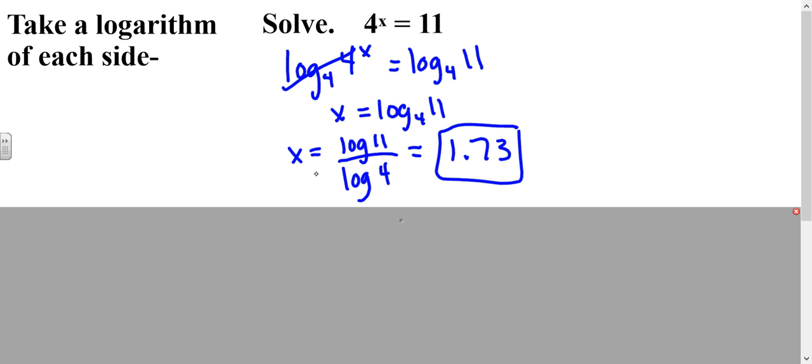So another way to think of this is, essentially, what I just did is I rewrote this in logarithmic form. So really, remember if I have base, power, answer, okay? Remember to write it in logarithmic form, I'm supposed to do back. So it's base, answer, power. So that would be log base 4 of the answer, which is 11, equals the power, which is x. So that's basically what we just did over here. So that's another way to think about it if that confuses you.